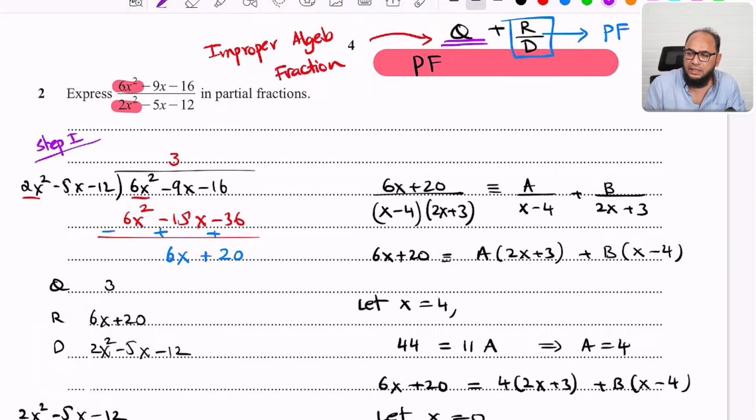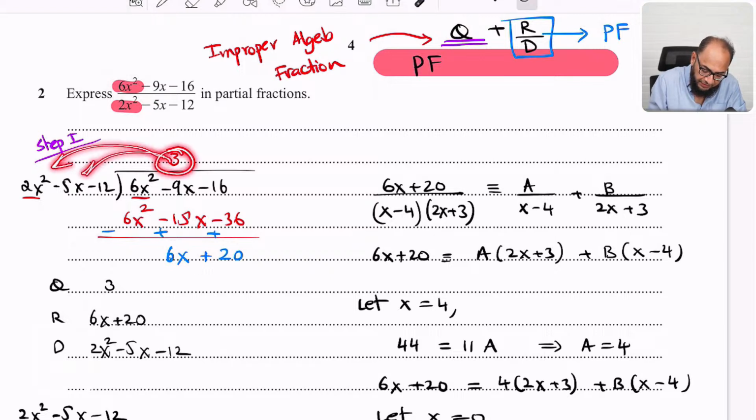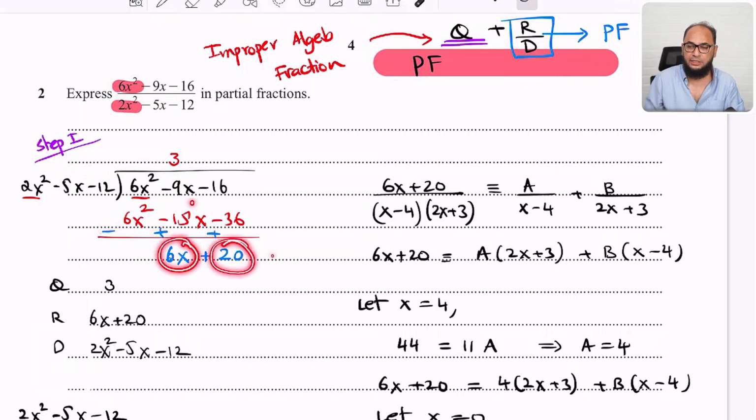So now check the powers in the denominator and this thing. Perfect. So now over here, what we do is that 6x squared over 2x squared, that is 3. Multiply 3 with each one of them. And what you get is that 6x squared minus 15x minus 36. Change the sign and add. So this gives you 6x plus 20. That is all good, all clear.